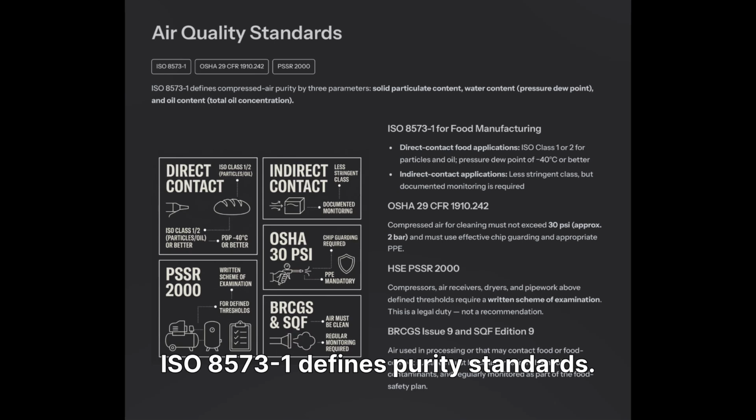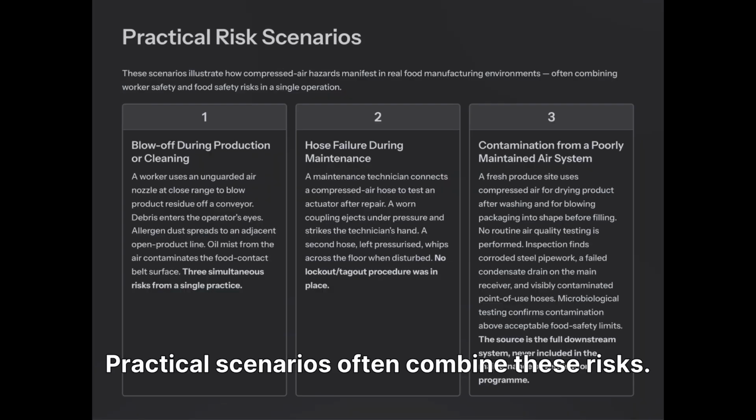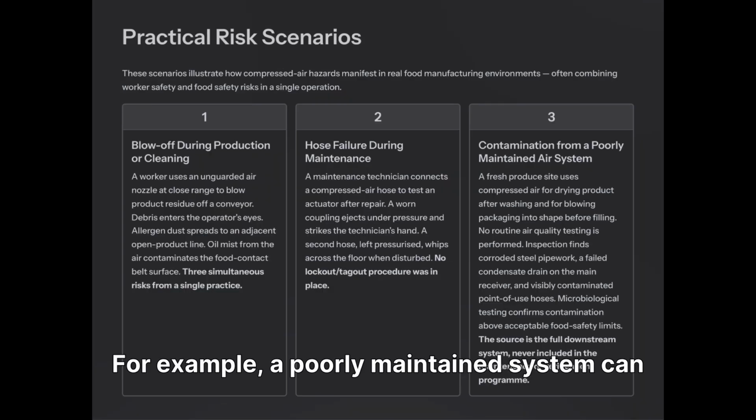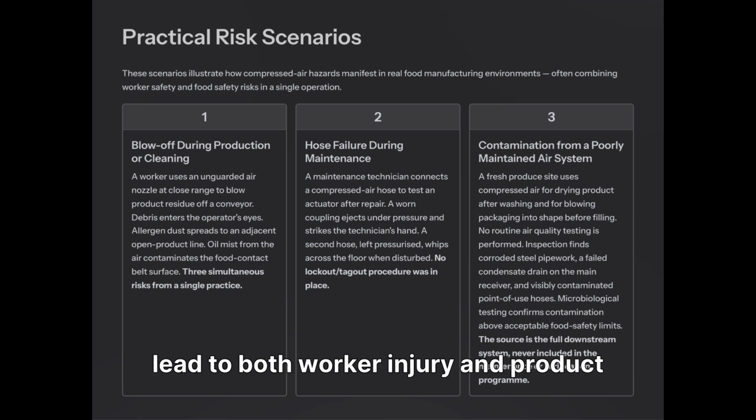ISO 8573-1 defines purity standards. For direct food contact, you must meet Class 1 or 2 for particles and oil, with a dew point of -40 degrees Celsius or better. Practical scenarios often combine these risks. For example, a poorly maintained system can lead to both worker injury and product contamination simultaneously.